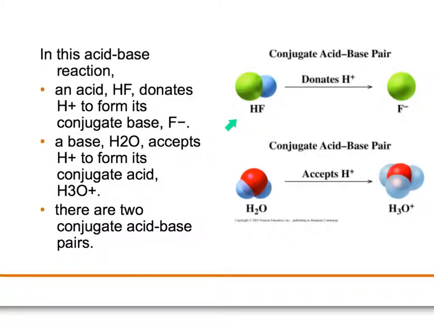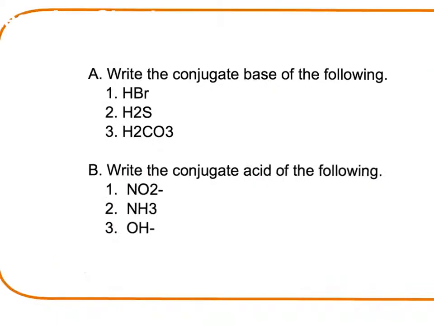In this acid-base reaction, an acid, HF, will donate a hydrogen to form its conjugate base, F-. So we have our conjugate acid, it donates a hydrogen, and it becomes the conjugate base. A base, H2O, accepts a hydrogen to form a conjugate acid, H3O+. So we have two conjugate acid-base pairs.